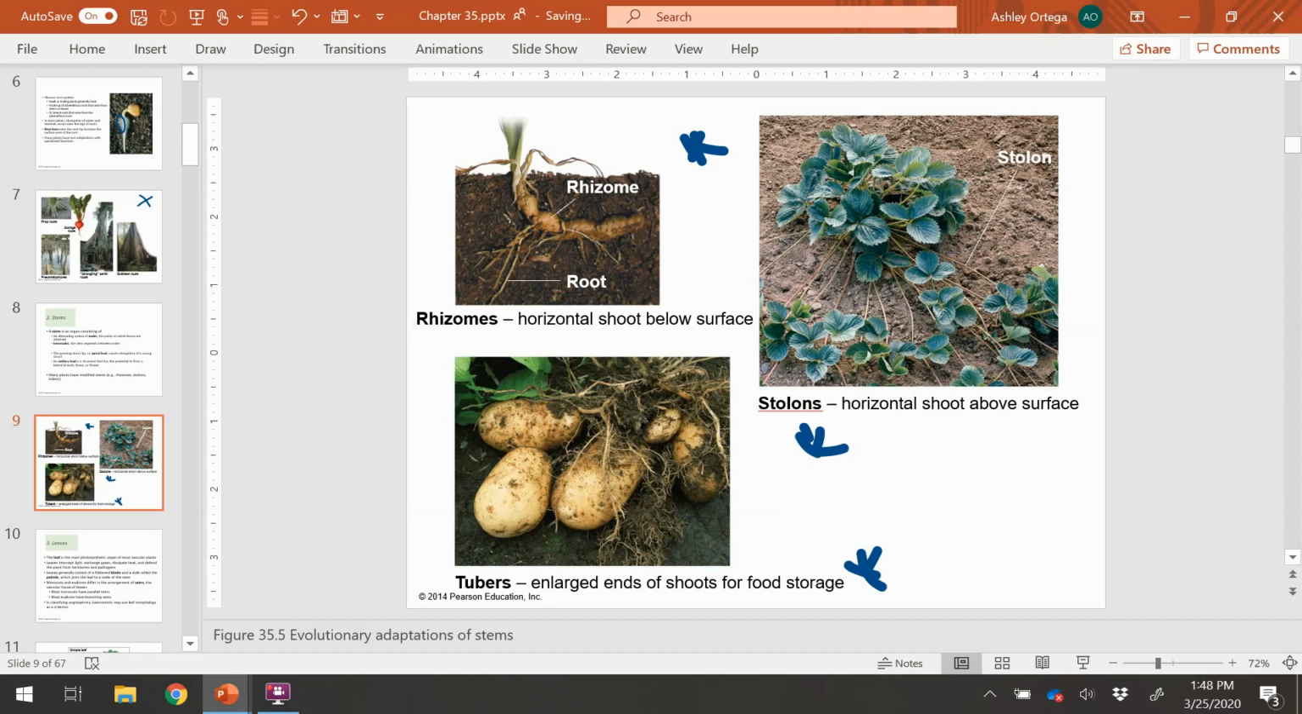So the first one, rhizomes, are horizontal shoots, so they're actually stems that are below the surface. This is seen in many different plants, but the structure itself is actually more of a stem than a root. Even though it looks like a root, it's technically a stem. So a rhizome is a horizontal shoot below the surface, whereas a stolon is a shoot or stem above the surface. The example here is the strawberry stolons that run horizontally along the ground and make more strawberry plants there. And then lastly, tubers. These are enlarged ends of shoots for food storage, usually below ground. The potato shown here is actually an enlarged stem, functioning as storing sugar. So you want to know those 3.